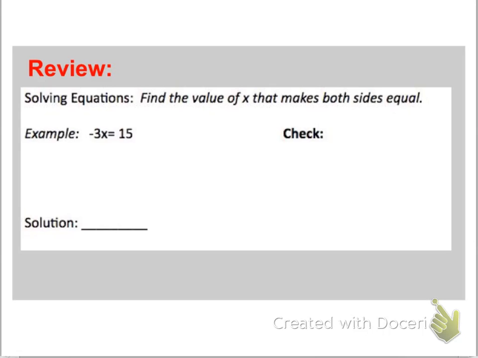Review. In this review, there's a negative coefficient. When you were solving a one-step multiplication equation, you would divide both sides by negative 3. Negative 3 divided by negative 3 would be a positive 1. That's your goal. X is 1. 15 divided by negative 3 would be negative 5. So your solution, x equals negative 5.